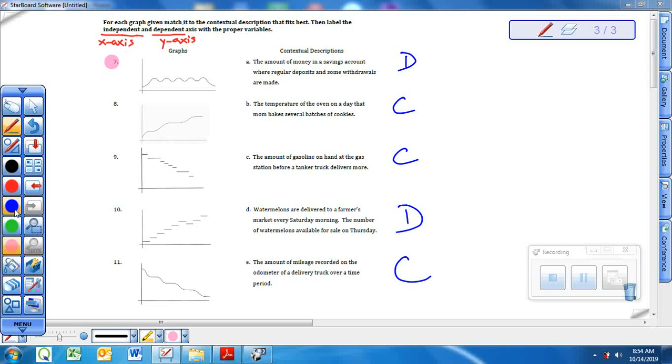Actually, it shows a graph where you have this line that's continuous, that first increases a decent amount, and then it kind of goes high and then low and then high and then low, going up and then down, but it never goes any higher or any lower until the very end. So this to me makes me think of, which one is it? B. This makes me think of B right here, the temperature of the oven on a day that mom bakes several batches of cookies.